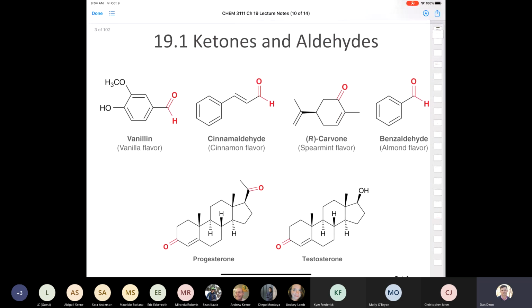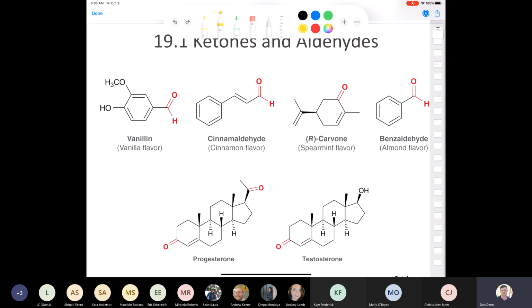These are some examples of aldehydes and ketones that are found in nature. Vanillin, which is vanilla flavoring. You can see that not only does it have an ether and a phenol, it's also got an aldehyde in it right here. Cinnamaldehyde, which is cinnamon flavor, has an aldehyde, as does carvone, has a ketone in it. Carvone is, if you smell carvone, it has that strong spearmint flavor. And then, of course, benzaldehyde, which is almond flavor.